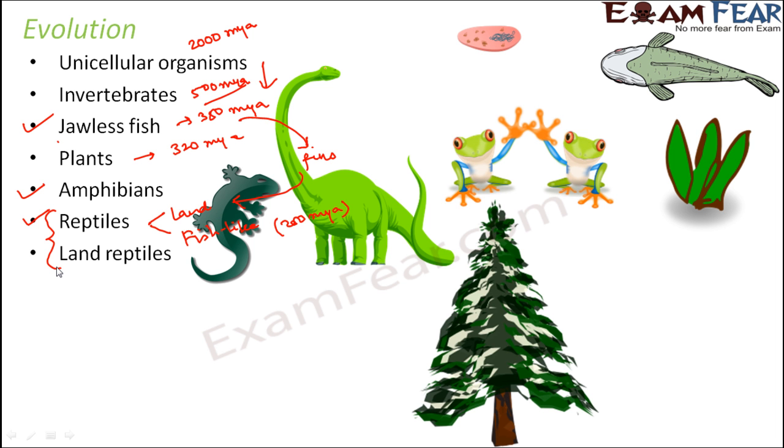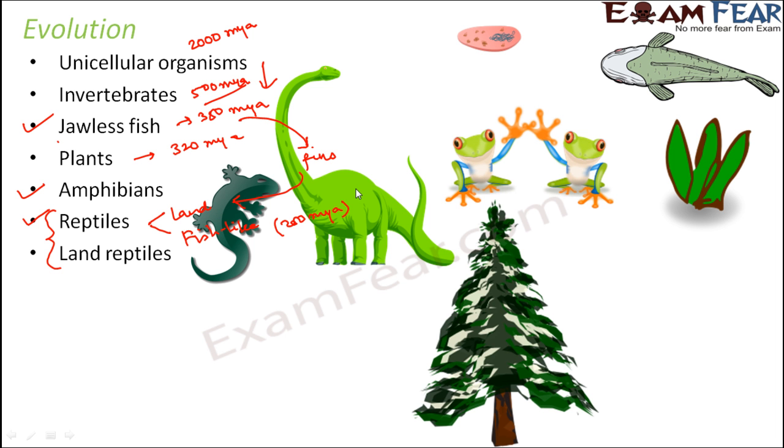So reptiles ruled the earth. However, these dinosaurs, they were the land reptiles which were extremely huge in size. They disappeared around 65 million years ago from now. Again, the cause of the disappearance is not exactly known, but some of the factors that might have caused their extinction are the change in the climate. So climatic change is one such factor.